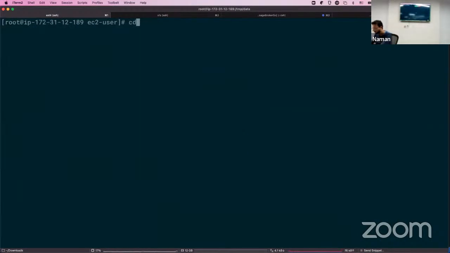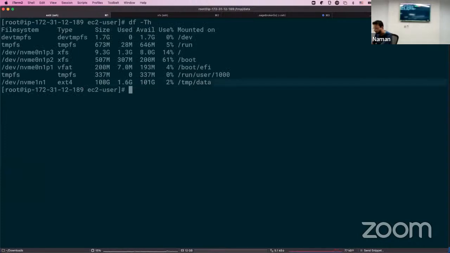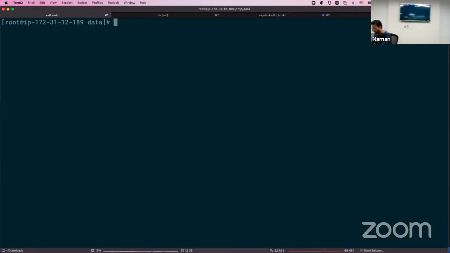Let's try it out now. Let me first show you guys that we have a server in which we have around 100 GB worth of things, right? And the file system we are using is ext4. Okay, and now let me go through /tmp/data.